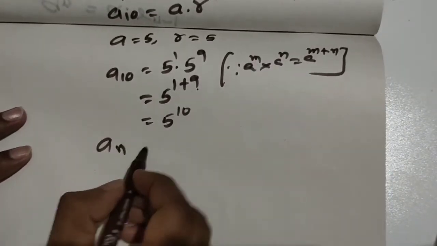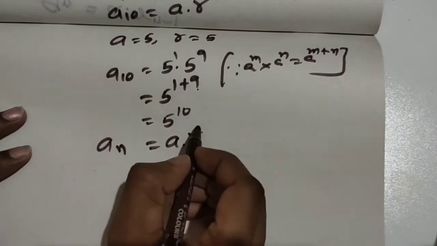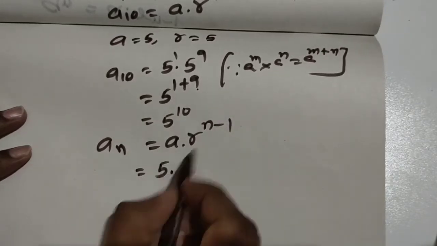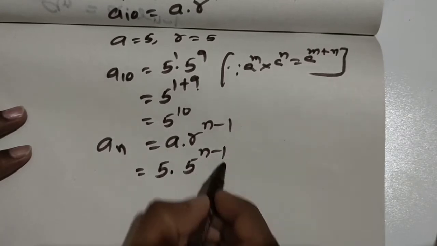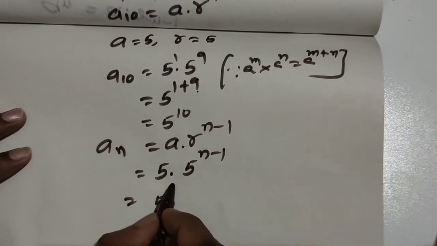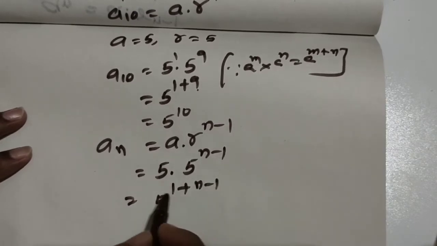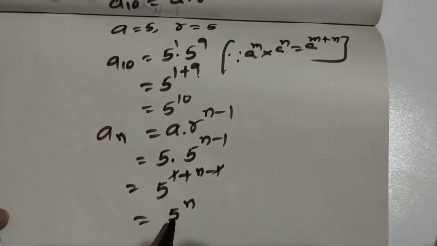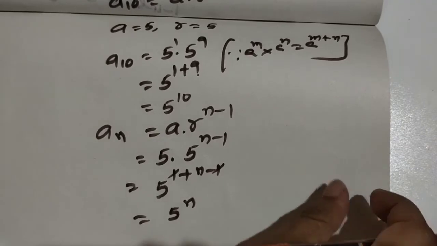Now to get An, that is A into R to the power of n minus 1, again substitute the A value 5 and the R value also 5. Apply the same formula: 5 to the power of 1 plus n minus 1. Here plus 1 minus 1 gets cancelled. Then we get 5 to the power of n. So like this we can check the second part.